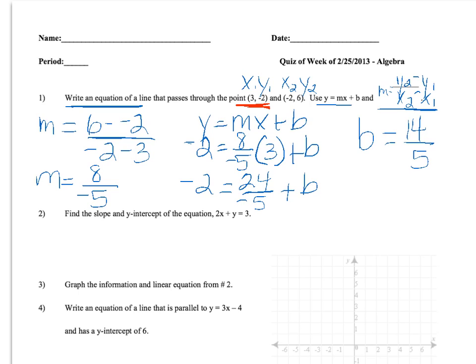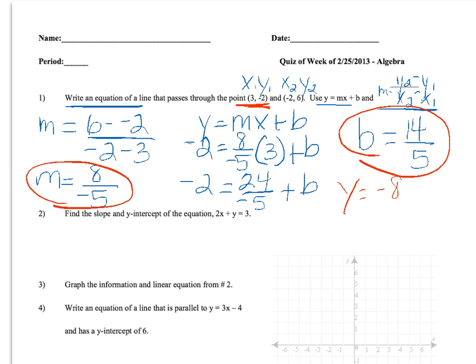If I put all of this together, the m value and the b value, to write my equation, I get y equals m, which is negative 8 over 5, x plus 14 over 5. And you can change those to mixed numbers, or you can leave them as improper fractions. I would accept both of those answers.